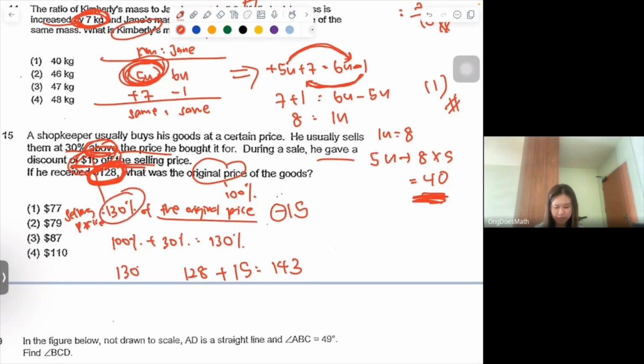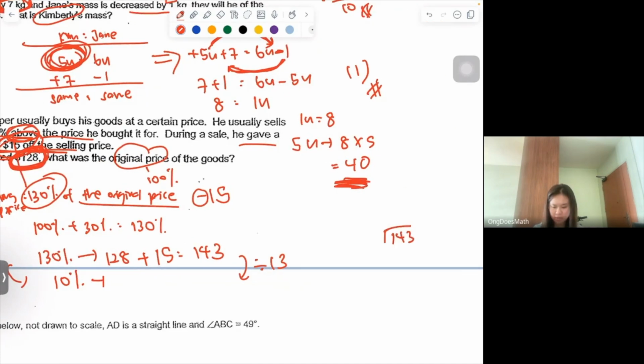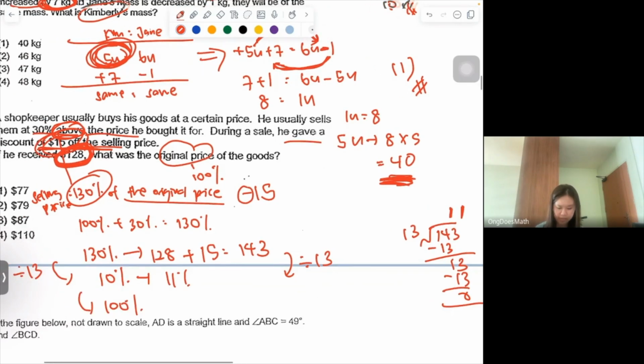So 130% was $143. So what you want to do is find out what 100% is. Since you don't have a calculator, you just want to divide by 13 to find out what 10% is. So from here to here, you divide it by 13. So what's 143 divided by 13? Here will be 1 minus 13. You get back 13. Put another 1 minus 13, 0. So 10% is $11.